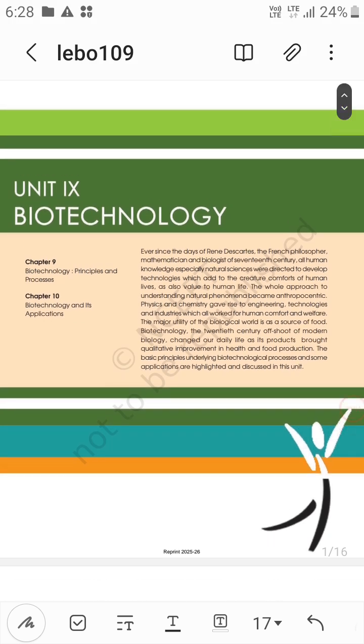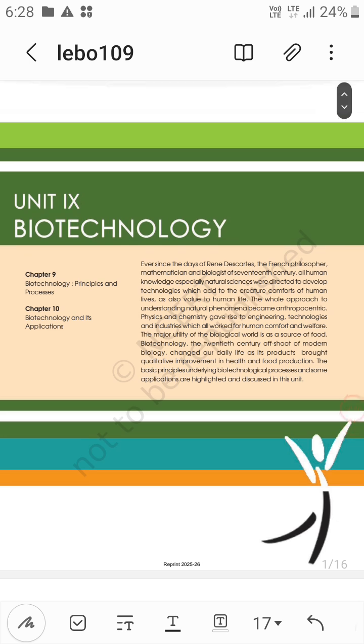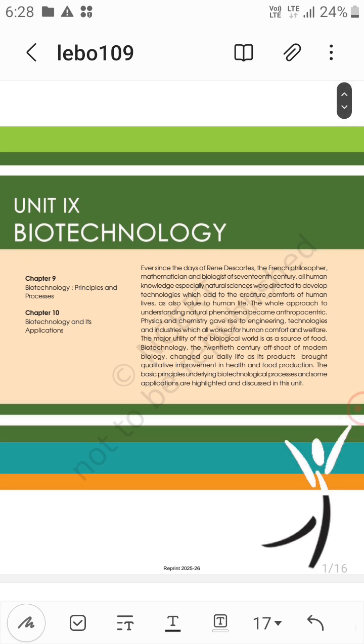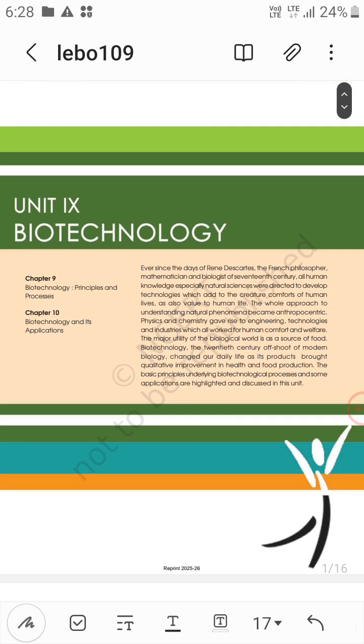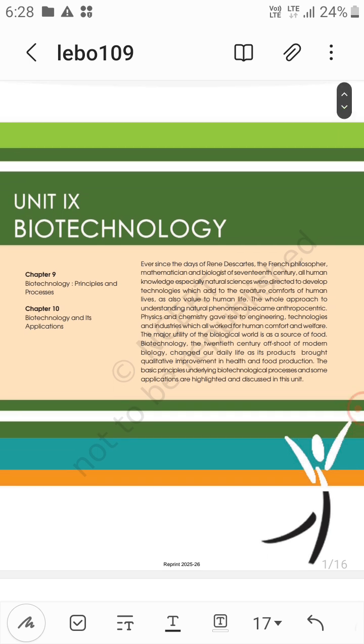So unit 9, that is biotechnology, the second last unit. There are two chapters. The first one is biotechnology principles and processes. The second one is biotechnology and its application. So what's biotechnology principles and processes, and in the next chapter we are going to study the application.